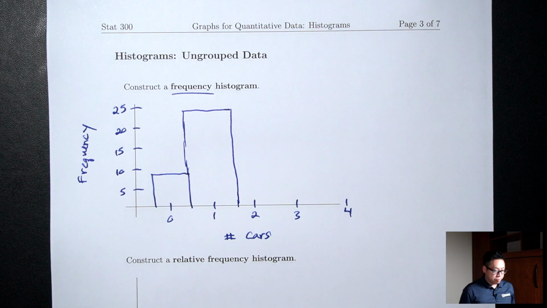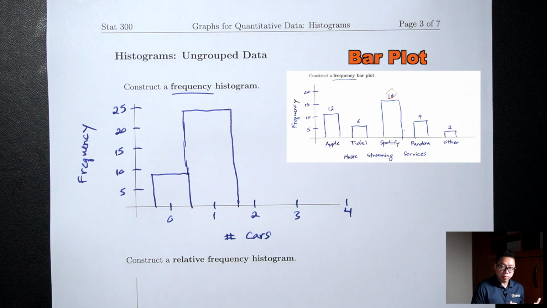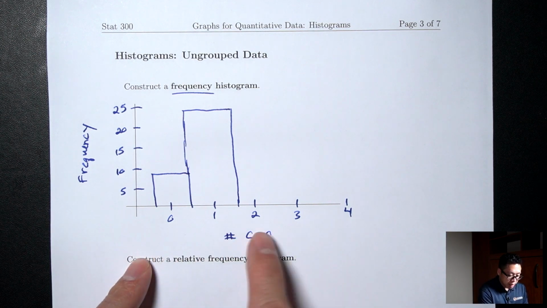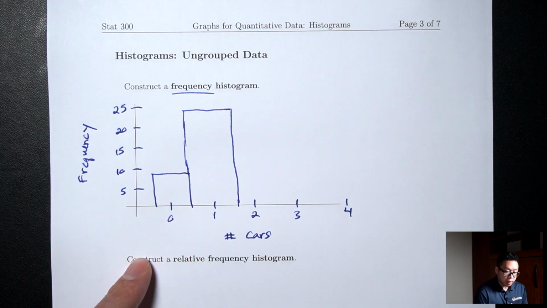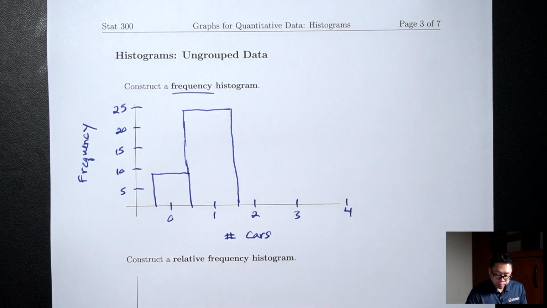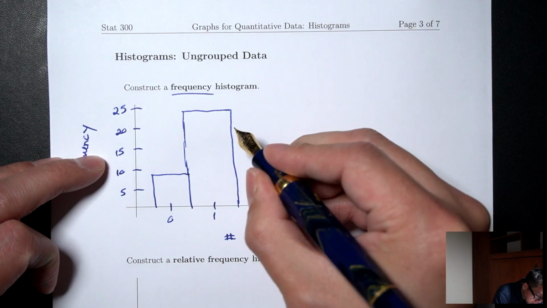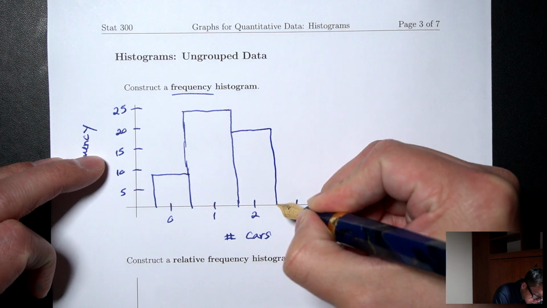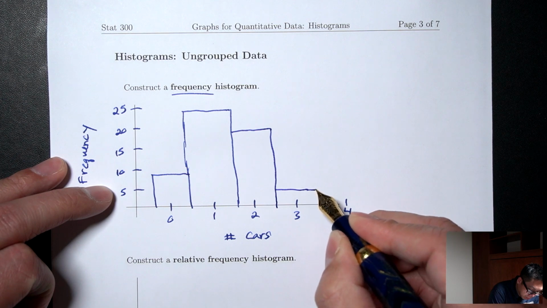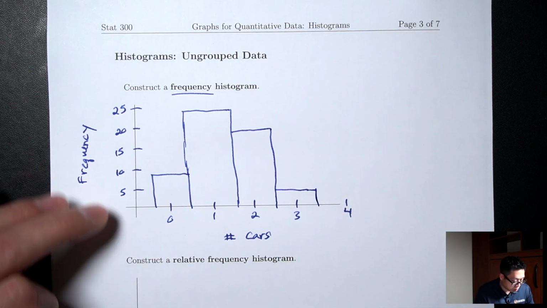Okay, couple things to note here. Unlike the bar plot in the previous lecture when we were talking about qualitative data, notice that the bars touch. There's no gaps. Okay, so that's one thing. And also notice that the numbers on the x-axis are in the center of the bar. Okay, so this is true for ungrouped data. Next up is 2. Frequency is 19, so I need a bar height 19. 3, frequency is 5. And then the 4, frequency 3.